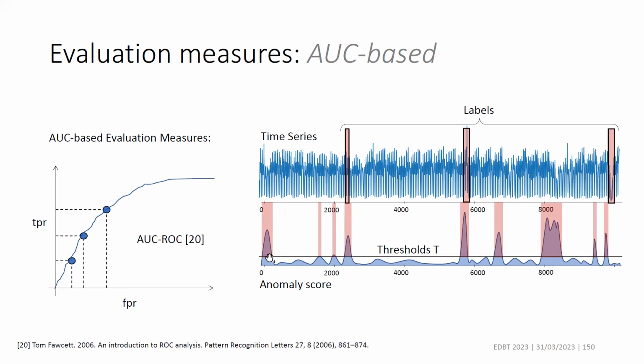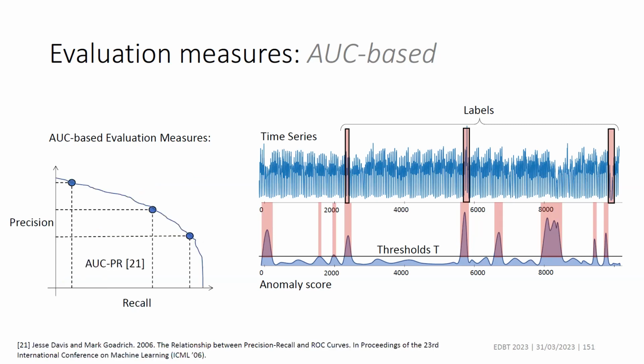You can obtain a value of the performance of this score without saying, okay, let's use 3 times the standard deviation. So this is very nice. You can also use something called AUC-PR, the area under the precision-recall curve. But this is the same principle. Okay, so these are 2 very basic measures.